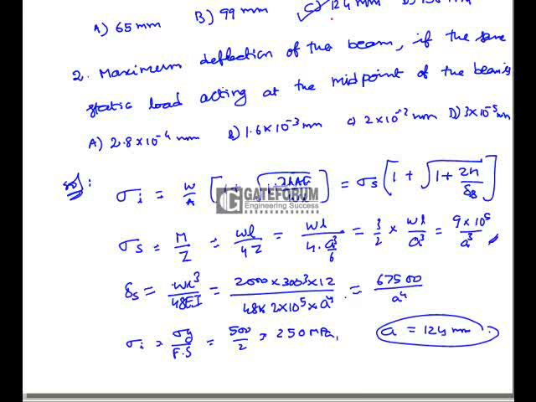Now coming to the second question, the maximum deflection of the beam if the same load acts as a static load at the center of the beam. Here we have to find the deflection, so delta S is equal to 67,500 by A to the power of 4, that is 124 power of 4, which is equal to 2.8 into 10 power of minus 4 mm. So in the options, the right option is A. A is the right answer.